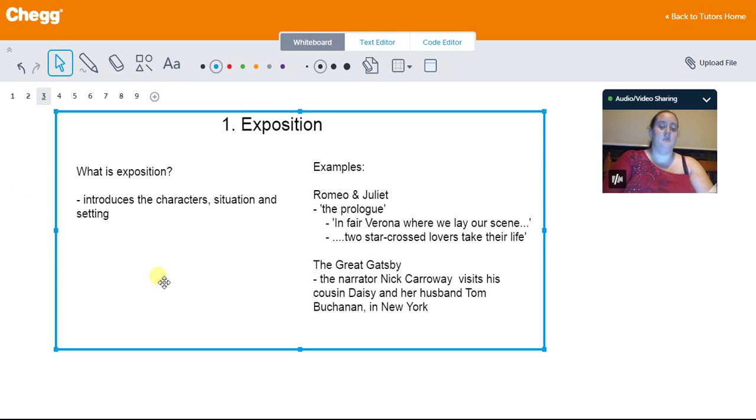The setting is portrayed through the line "In fair Verona where we lay our scene." And the character and situation comes to light later in that same section with the line "Two star-crossed lovers take their life." Similarly, in The Great Gatsby, we soon discover that the narrator, Nick Carraway, has recently moved to New York and is visiting his cousin Daisy and her husband Tom Buchanan.